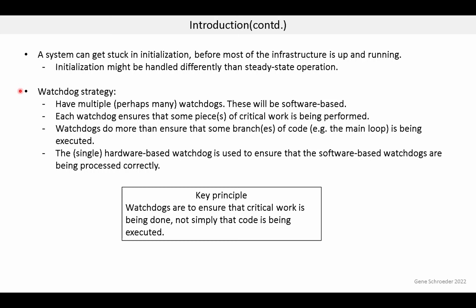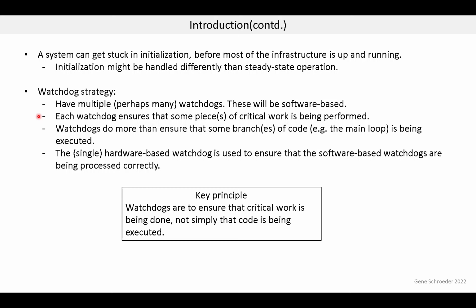So finally, I want to talk about watchdog usage strategy. This is just based on my experiences and what I have done on projects. So the idea is to have multiple, perhaps many watchdogs. And these will have to be software-based because most MCUs support at most one or two hardware-based watchdogs. Then each of those watchdogs ensures that some piece or pieces of critical work is being performed.